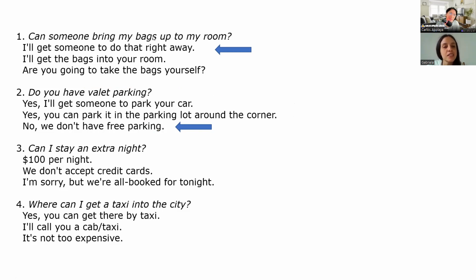Number 3. Can I stay an extra night? I'm sorry, but we're all booked for tonight. Yes, we are all booked for tonight. Number 4. Where can I get a taxi into the city? I'll call you a cab or a taxi. A cab or a taxi. They're the same. They're synonyms, right? If you don't want to say taxi, you say a cab. Okay.